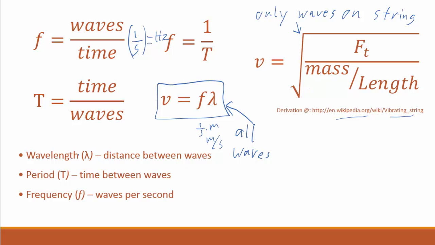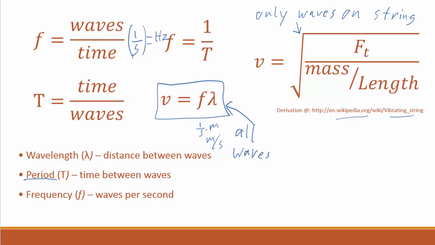In case you forgot what these symbols are: period, wavelength, frequency. By the way, for period we use capital T because this isn't just any time. You can't have time on both sides of the equation. This is the specific time for one wave cycle, or between waves. So be careful to use capital T when you're looking at the period of a wave.